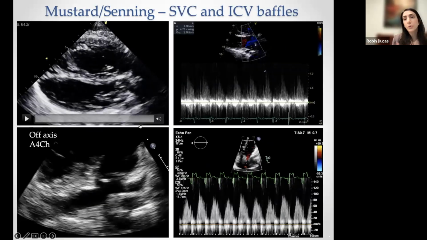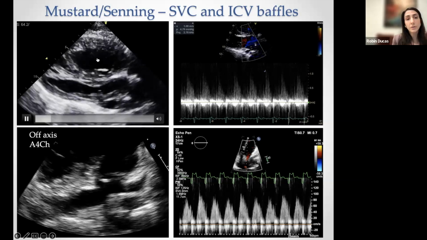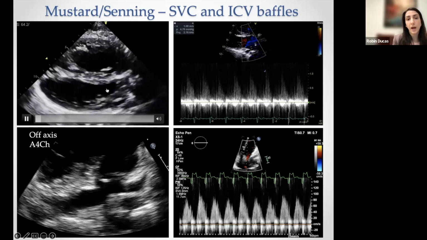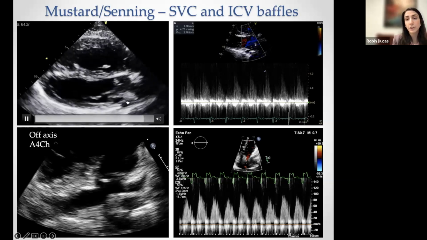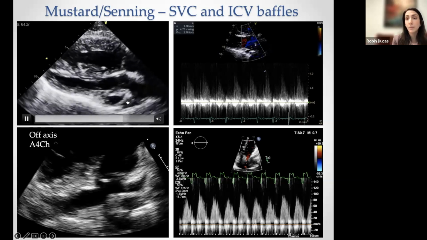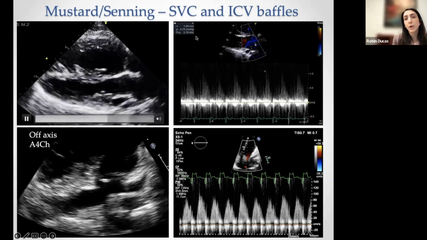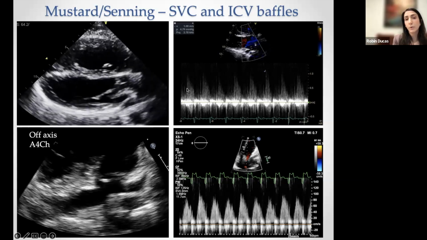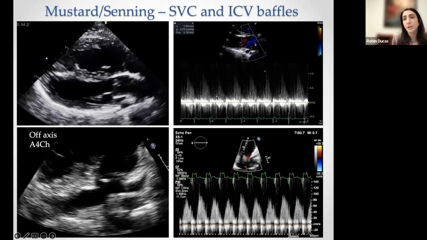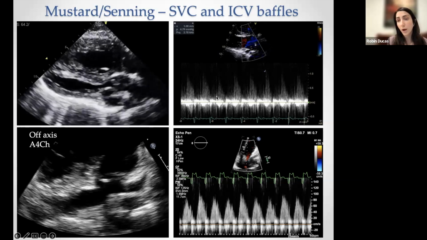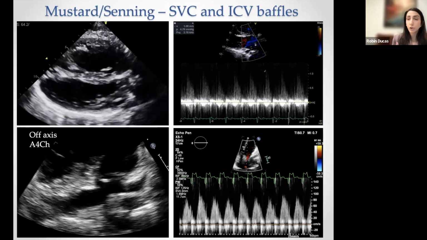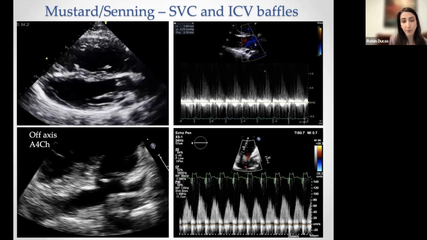In order to do the baffle evaluation, we need to understand the views where you're best going to align with the baffles and the most useful way to interrogate them. In our parasternal long axis view, the SVC baffle typically will follow right behind the pulmonary artery. If we can align using pulse wave, we want to pulse that baffle to see if there's normal low velocity flow. That would show us that the baffle is patent and there's no stenosis.